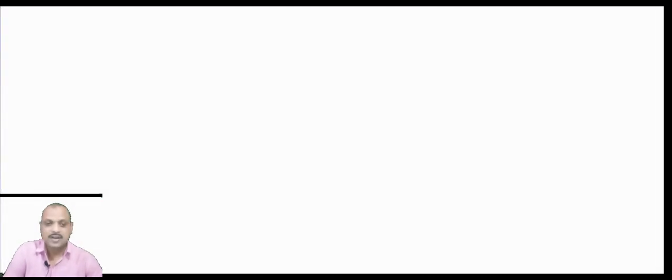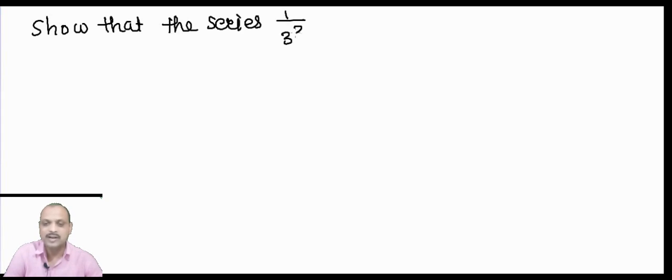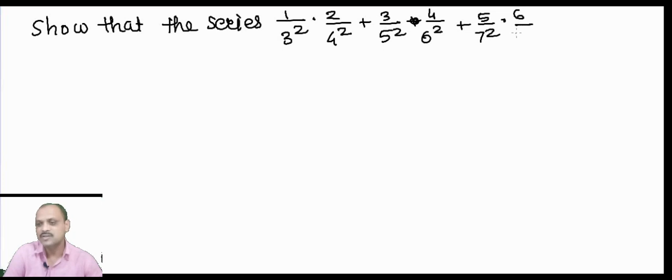Now let us see another example. Show that the series 1 divided by 3 square plus 2 divided by 4 square plus 3 divided by 5 square plus 4 divided by 6 square plus 5 divided by 7 square plus 6 divided by 8 square plus ... is convergent.